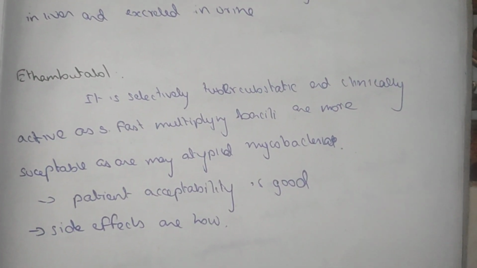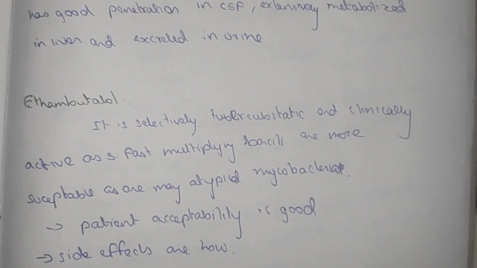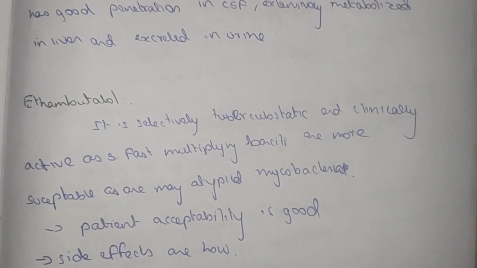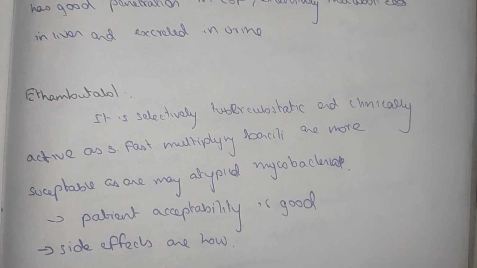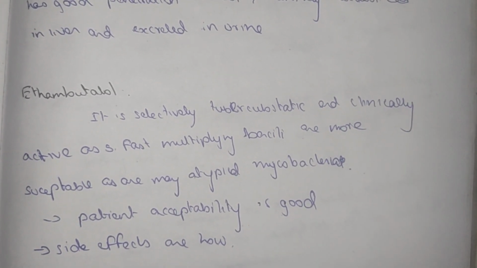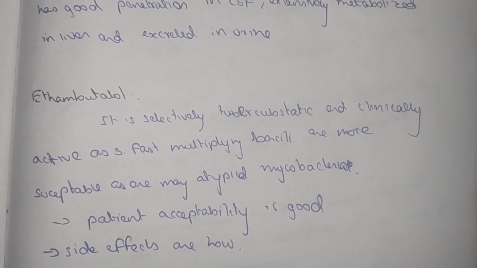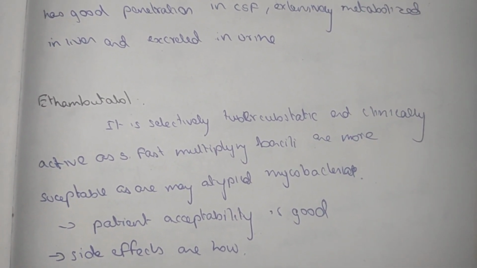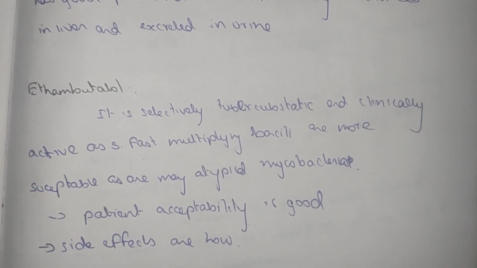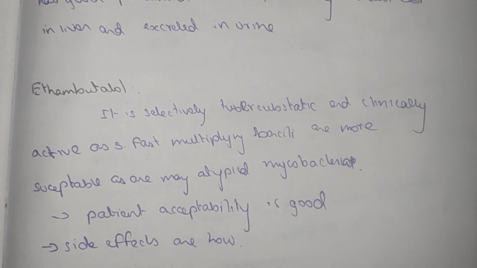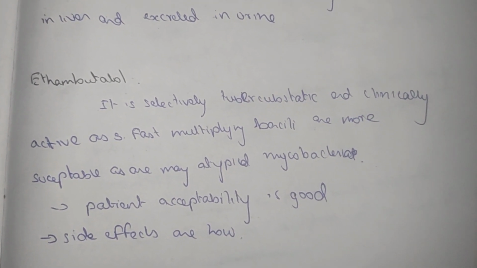Now the next drug is Ethambutol. It is selectively tuberculostatic, that is, it stops the activity of the tuberculosis bacilli. It is clinically active against fast multiplying bacilli. When the bacilli multiply fast, they are more susceptible in that area, as are atypical mycobacteria. Patient acceptability is good and the side effects are low.